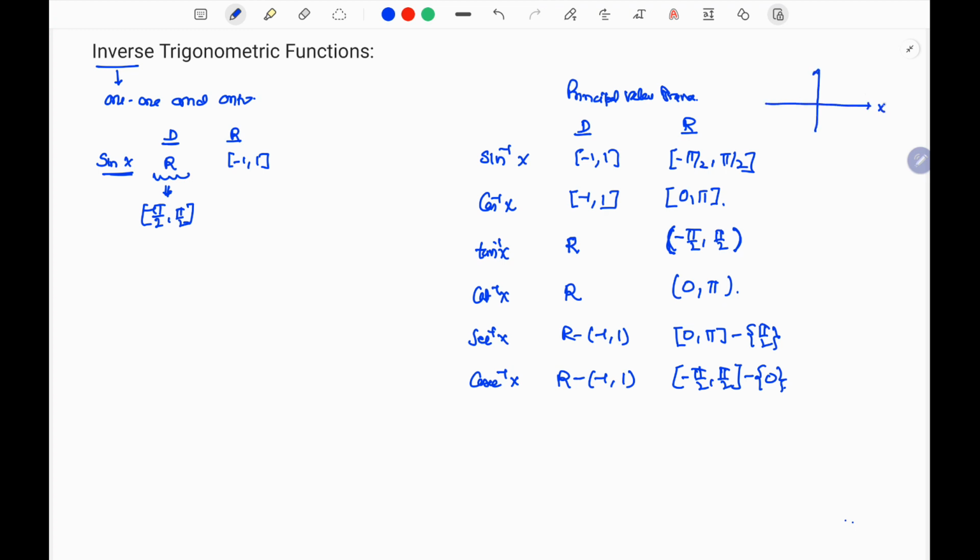with x on the x-axis and sin inverse x on the y-axis. The domain is -1 to 1, and its principal value branch has the range from -pi/2 to pi/2. So the graph will be as shown here.